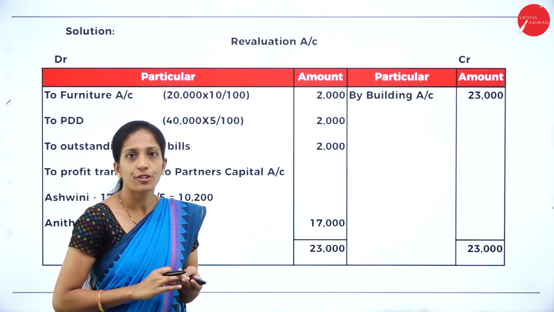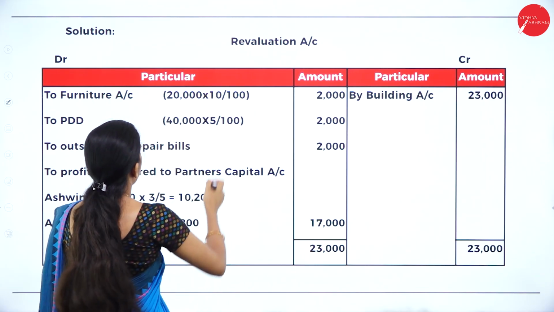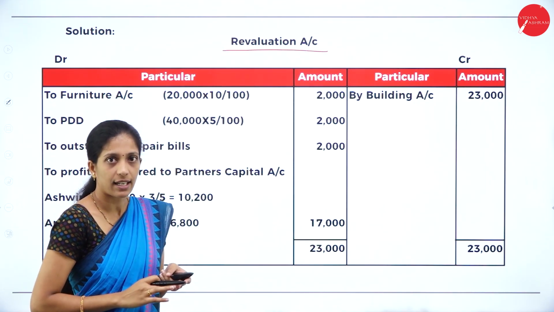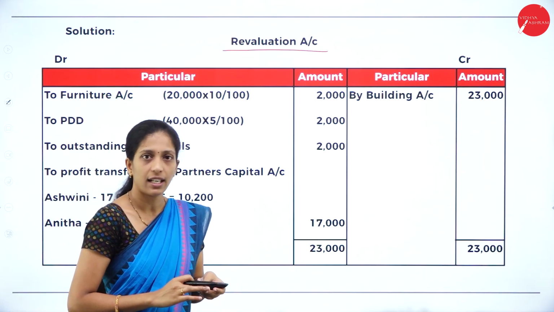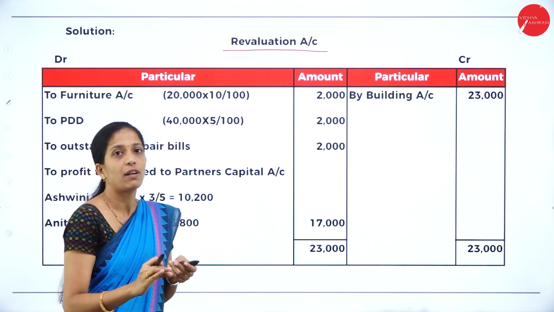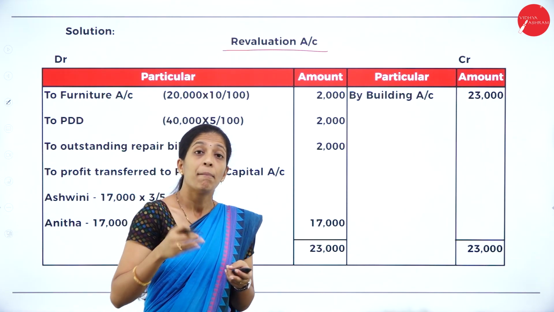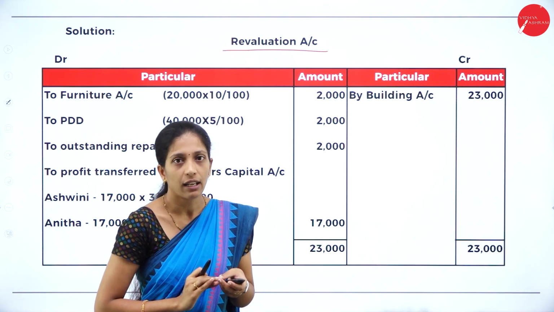Now, a small hint to prepare your revaluation account is that your format is simple. You will write the heading revaluation account. It will have a debit as well as a credit side, with particulars and amount on each. Make sure that in admission you prepare a revaluation account, in retirement also you prepare a revaluation account, but in dissolution you prepare a realization account. You have to be careful.